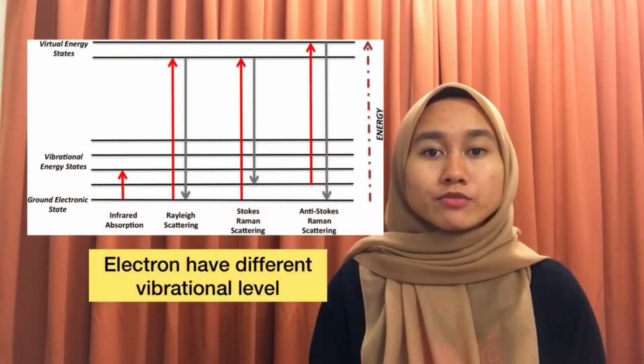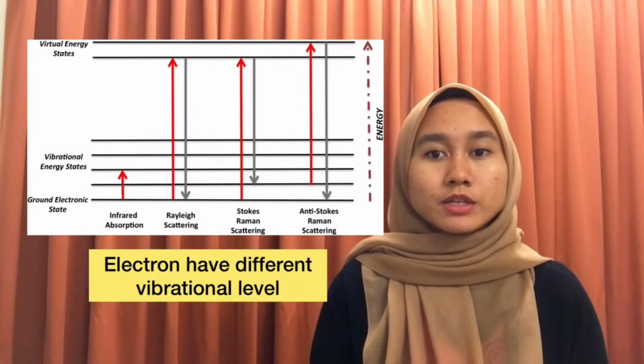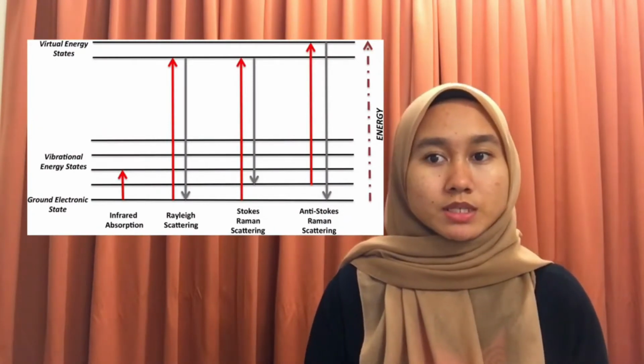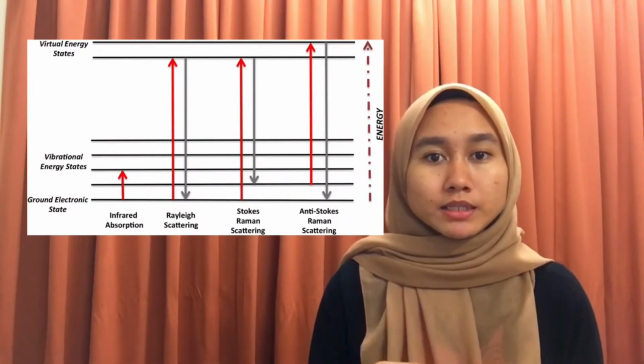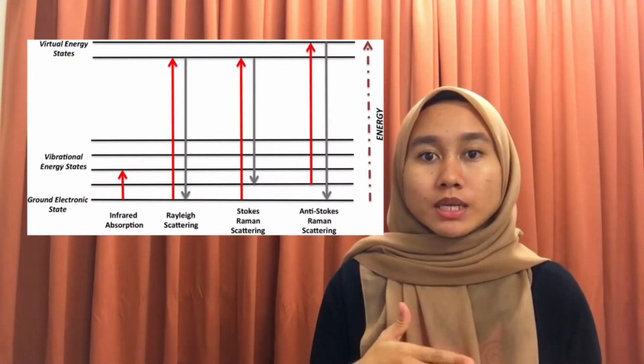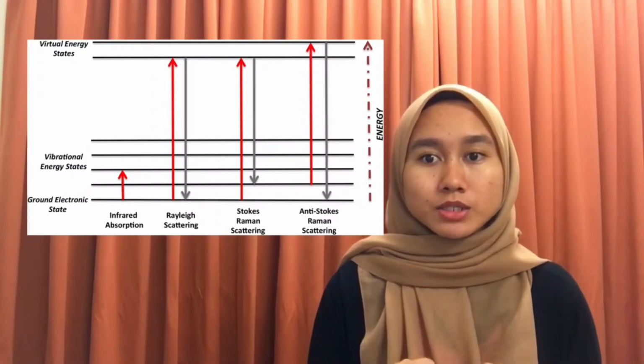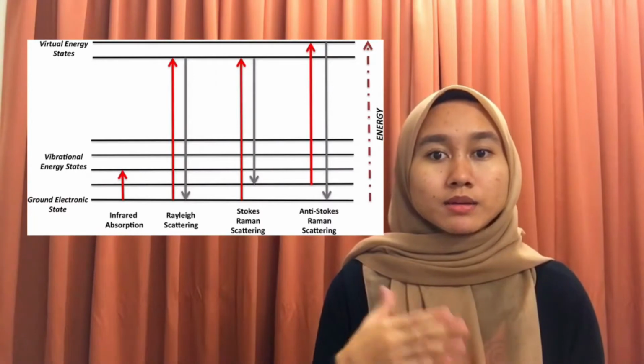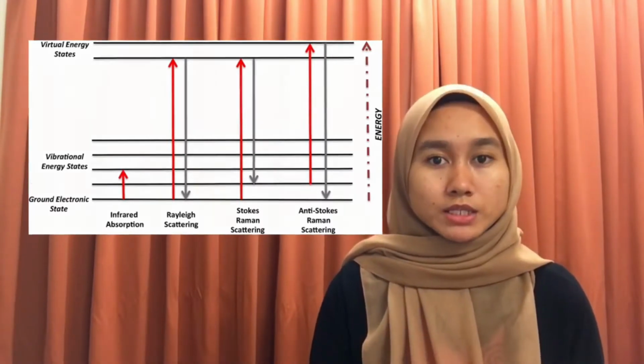The electrons have different vibrational levels. They are defined by specific energy differences. When an incident monochromatic light interacts with an electron in the sample, the electron absorbs energy from the incident photon and rises to a virtual state of energy. Raman scattering is about 1,000,000 times less intense than Rayleigh scattering.